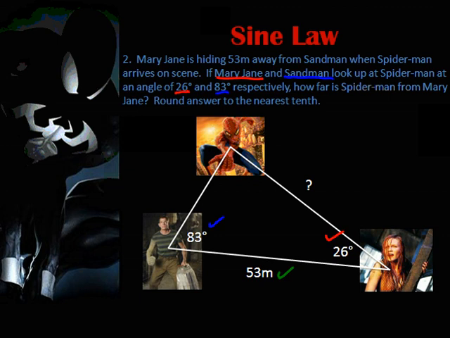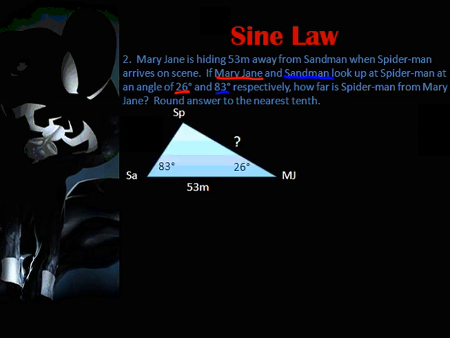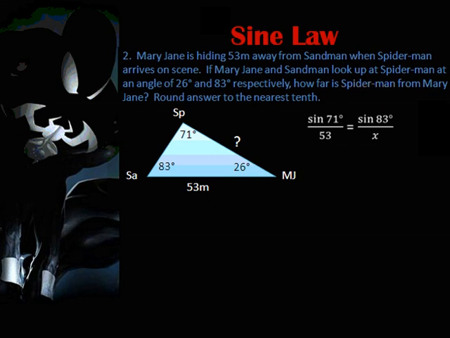I'm hoping you understand this diagram. Just taking a look at it, I don't seem to have any partners again. So that's a problem. We can't set up sine law right away. But you know what to do because you've done the first question. Why don't we look for the angle at Spider-Man? So SB is going to be Spider-Man. I'm just going to take 180 and subtract those other two angles, and Spider-Man is 71 degrees. Now I have that partnership.